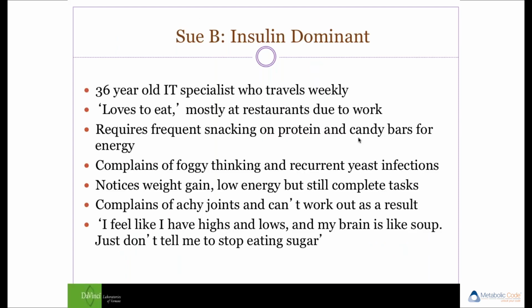So what might this look like clinically? So let's take a look at Sue B. She's insulin dominant. She's our 36-year-old IT specialist who travels weekly. She loves to eat mostly at restaurants due to work. She requires frequent snacking on protein and candy bars for energy. She complains of foggy thinking and recurrent yeast infections. She notices some weight gain, low energy, but still able to complete tasks. She complains of achy joints and can't work out as a result. "I feel like I have highs and lows and my brain is like soup. Just don't tell me to stop eating sugar."